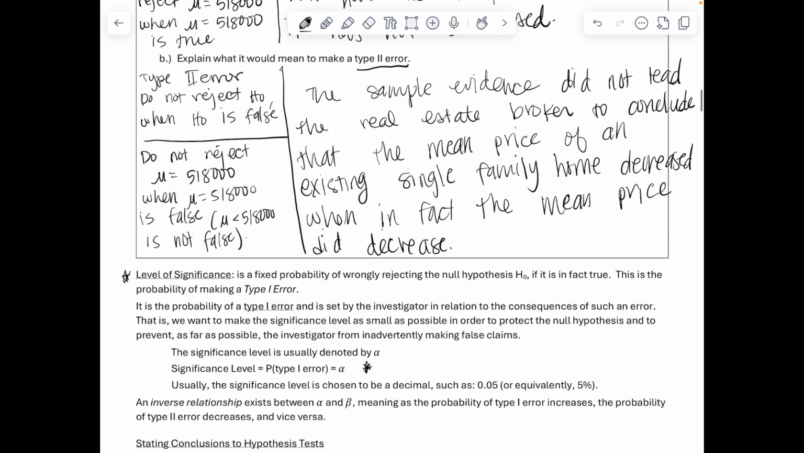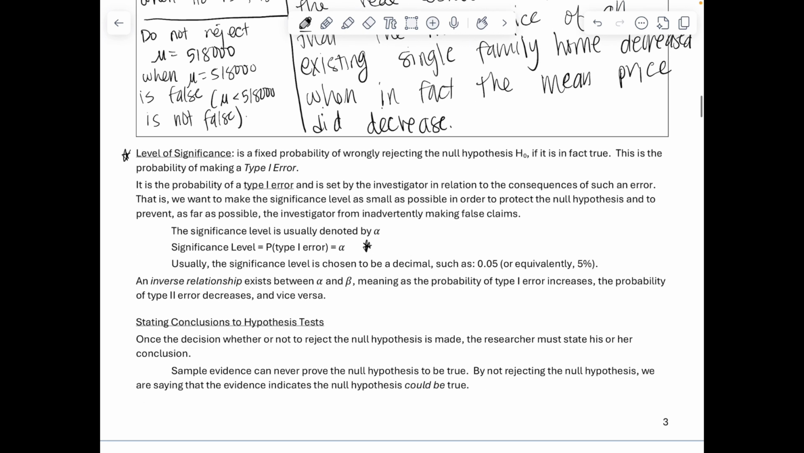And usually the significance level is chosen by the investigator, and it's usually a decimal. So it's going to be something like 0.05, which is the most commonly used one, or 5%. We do use other decimals, but the largest one used is going to be that 0.05. It says an inverse relationship exists between alpha and beta: as the probability of a type 1 error increases, the probability of a type 2 error decreases, and vice versa.